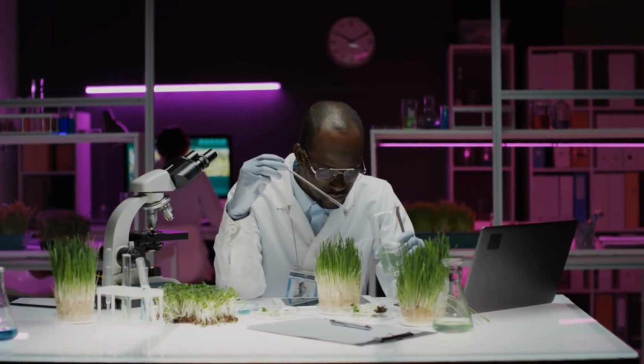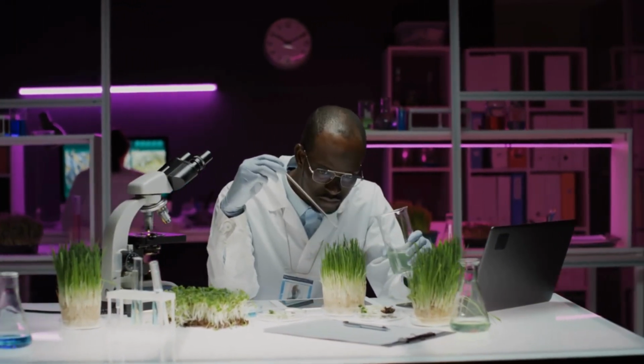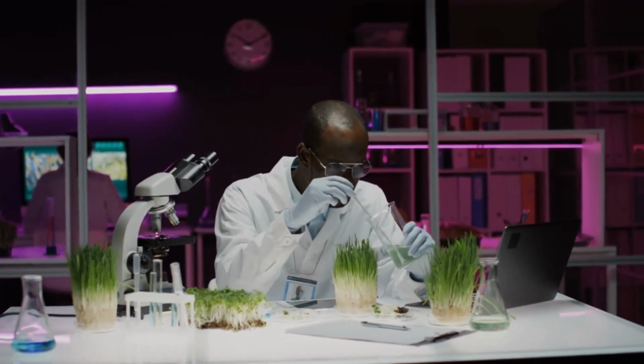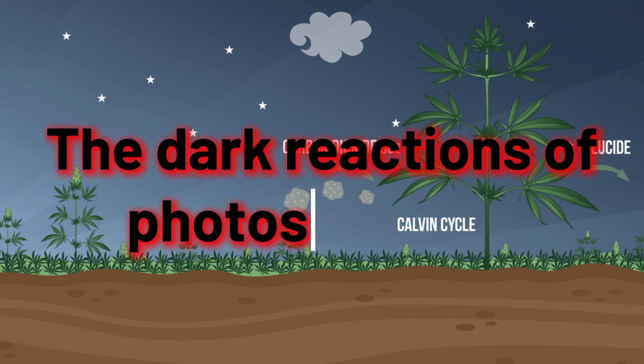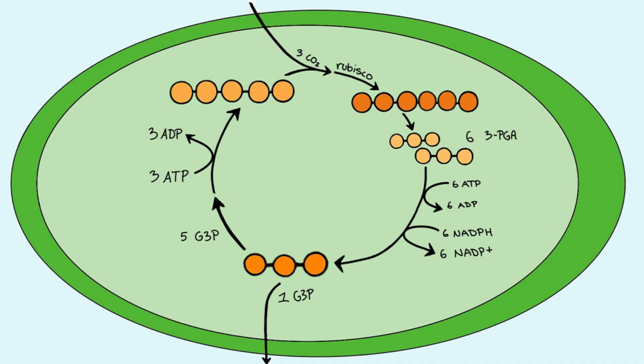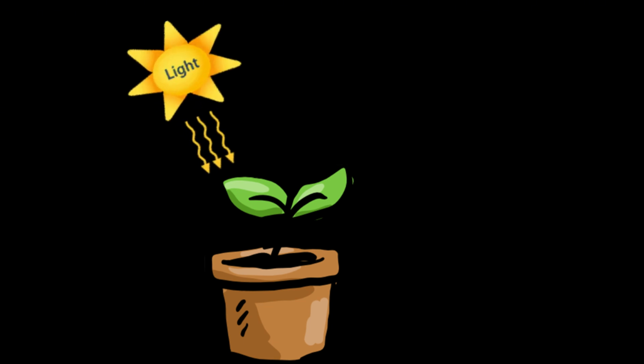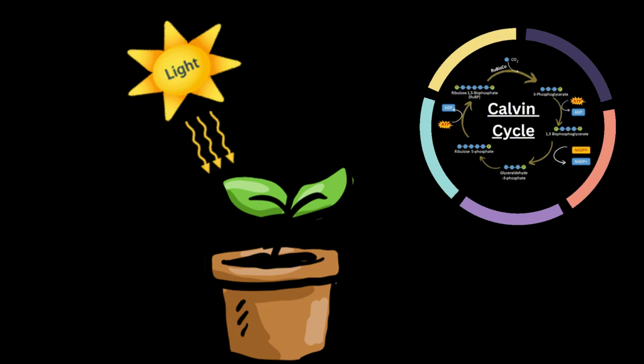Today, we're diving into a fascinating and crucial part of plant biology, the dark reactions of photosynthesis. These are also known as the Calvin cycle or the light independent reactions. Despite the name, the dark reactions don't only happen in the dark. They can occur day or night as long as the plant has the energy it needs.